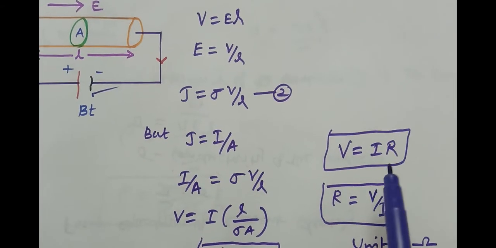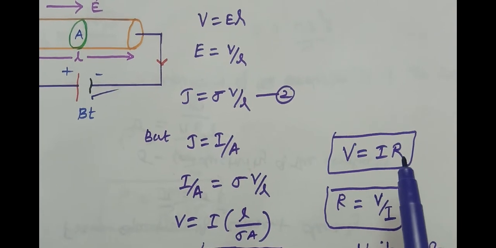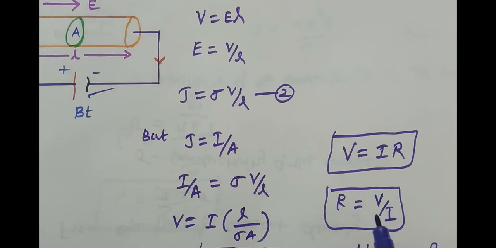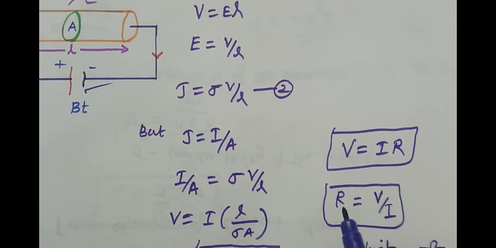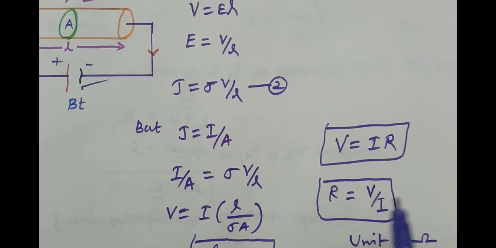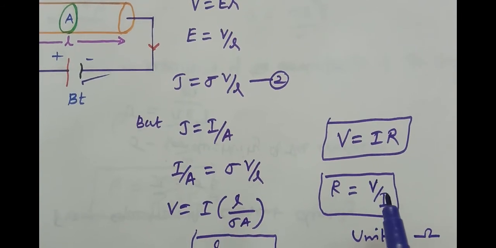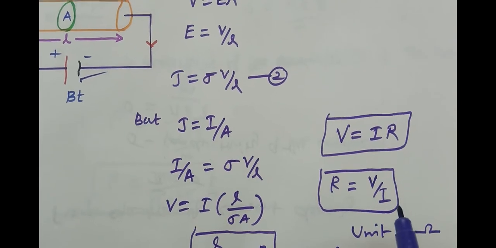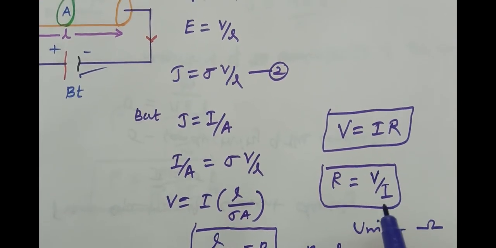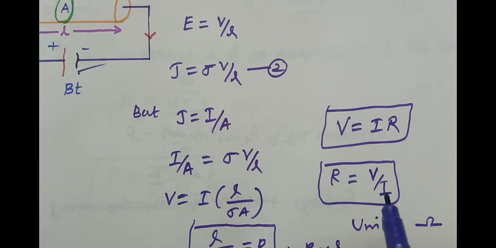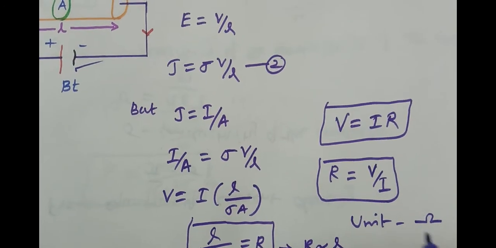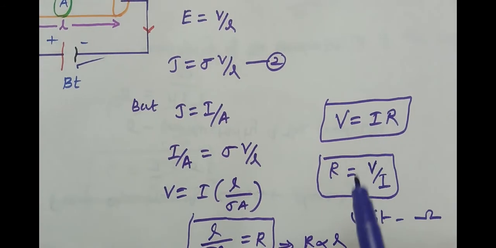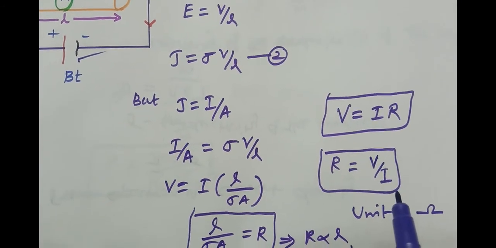Okay students, now we can take the resistance of the conductor. R = V/I. This is called the resistance of the conductor. The resistance is the ratio of the potential difference across the conductor and the current passing through the conductor. The SI unit of resistance is the ohm. This is the symbol of ohm. Now, the relation between voltage and current.